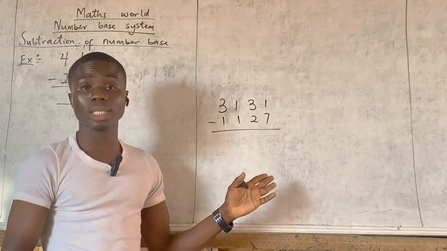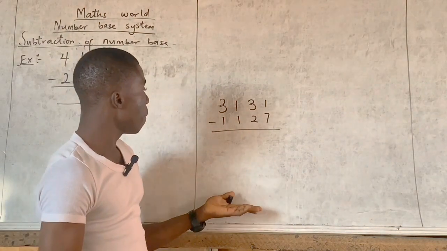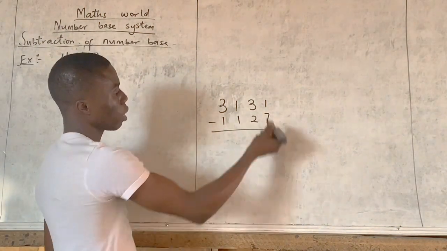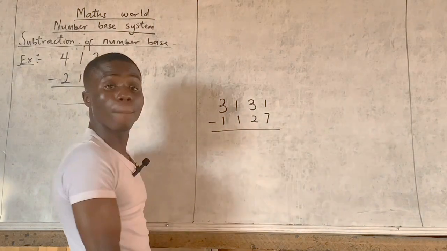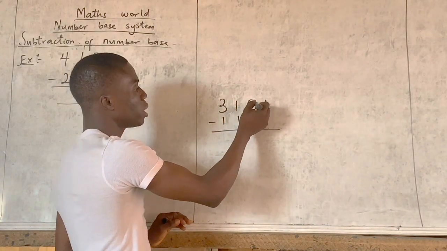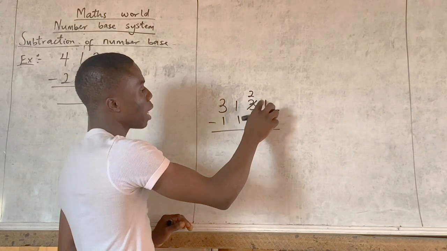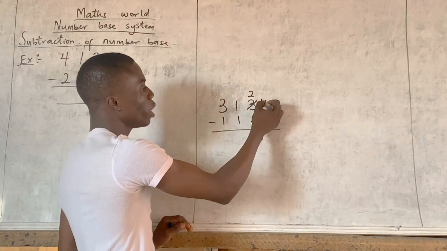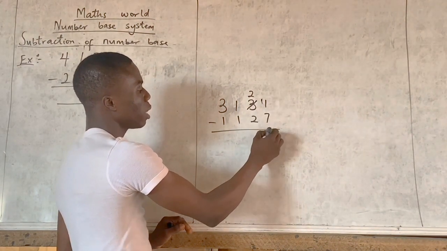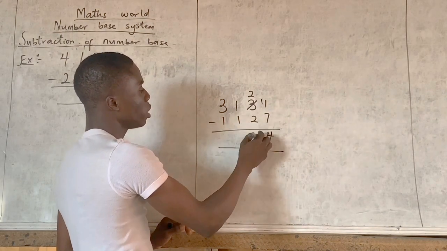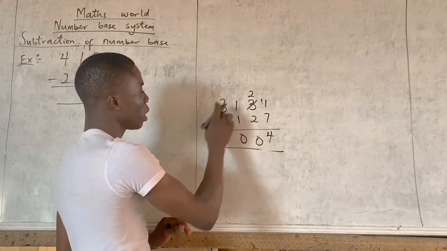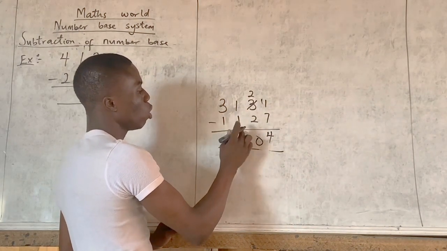If you want to subtract this, number base 10, remember you just say what? 1 minus 7, impossible. You borrow 1 from this 3, this becomes 2, right? And the one that you borrow, you put it here, making 11. 11 minus 7, that is 4. 2 minus 2 is 0. 1 minus 1, 0. And 3 minus 1 is 2.